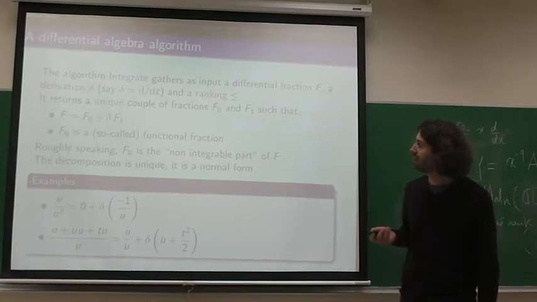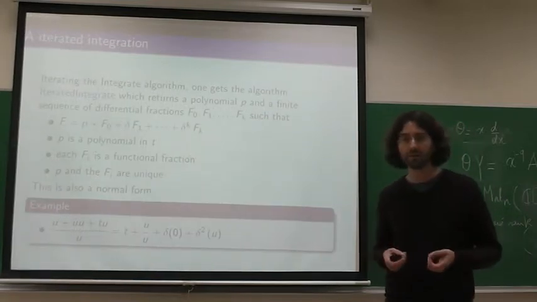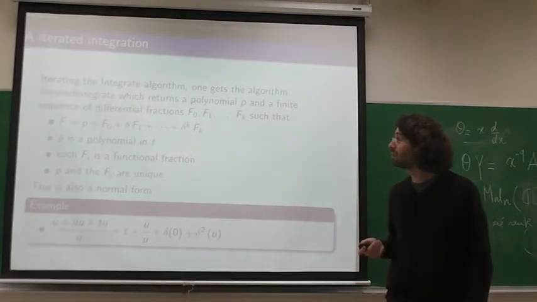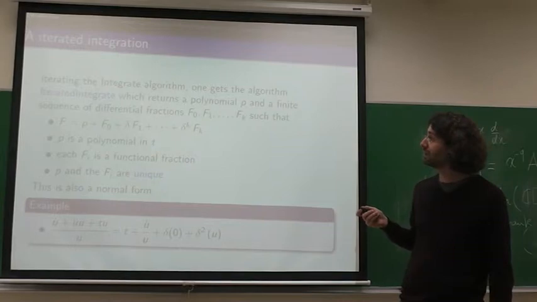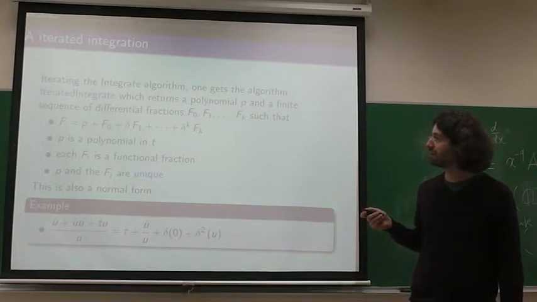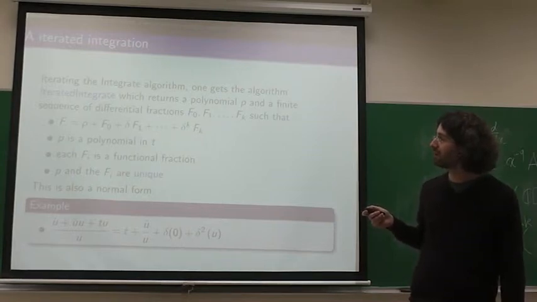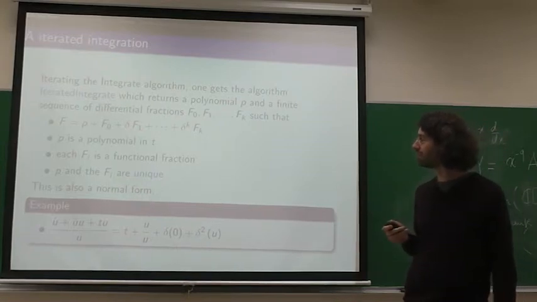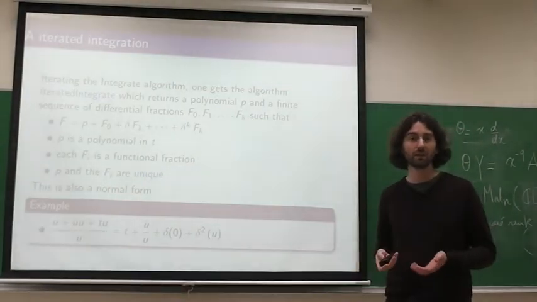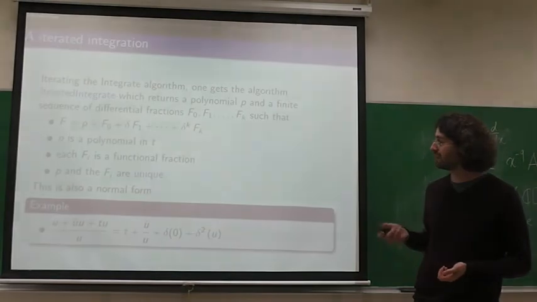So we keep that as the non-integrable part. And once you have that, you can iterate the process and still try to integrate the f1 part and so on. So you obtain another version, which is an iterated integration. You still have a fraction f as an input, and you can decompose it in a unique way as some polynomial part, here a polynomial part depending on the time t, plus f0 plus delta of f1 and so on, up to delta to the k of fk. In that case, each fi is a functional fraction, so it's something that cannot be integrated anymore. And the decomposition, as I already said, is unique.